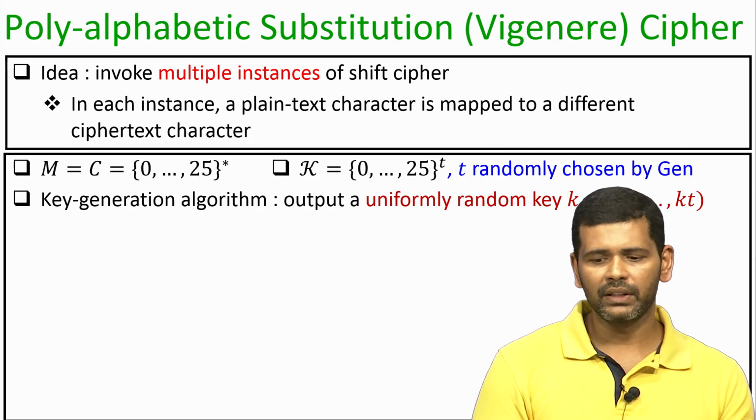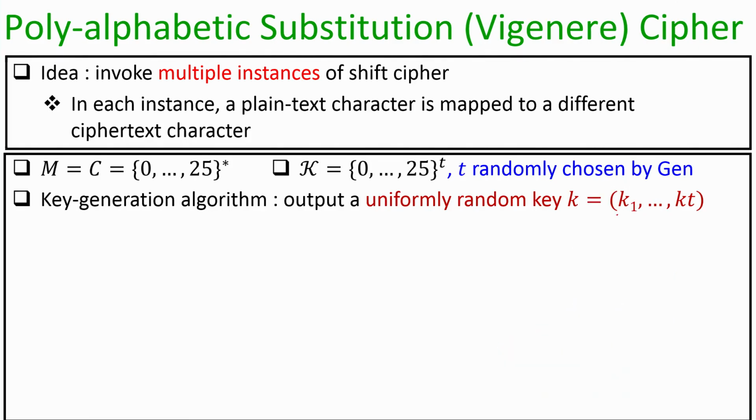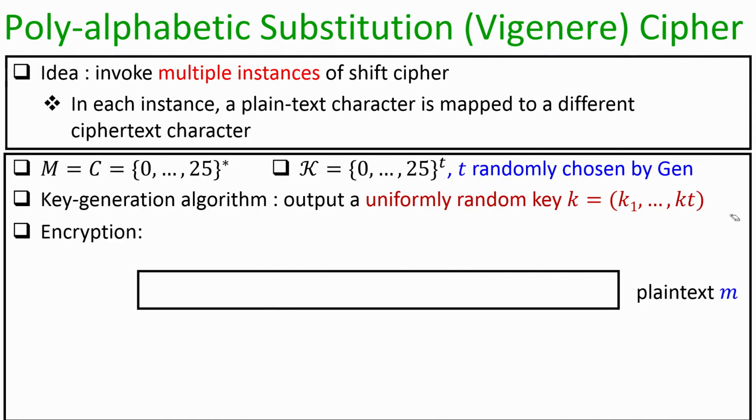That means your key generation algorithm is going to output a key consisting of t characters, where t is also randomly selected by the key generation algorithm, and each character of the key is going to be one of the values in the set 0 to 25, right. That is the key generation algorithm, and the encryption algorithm happens as follows.